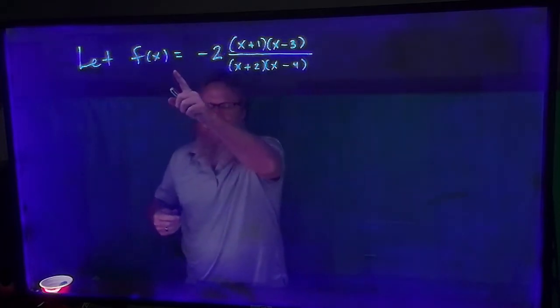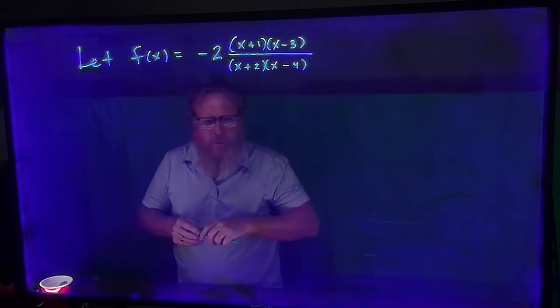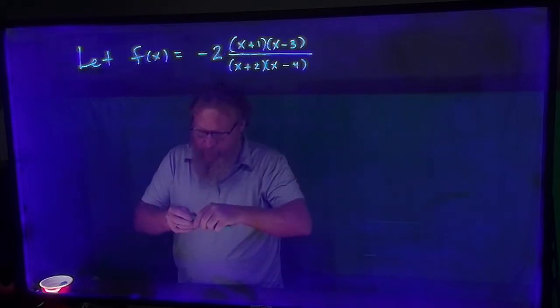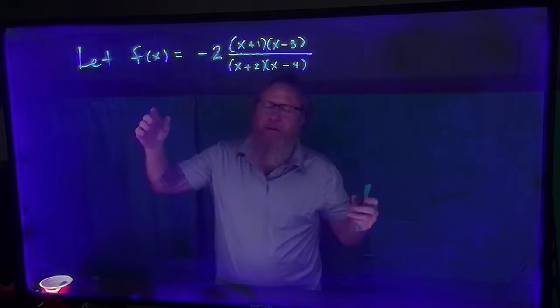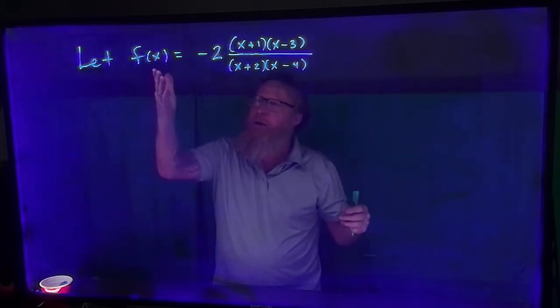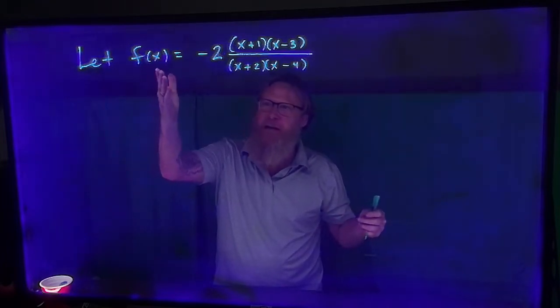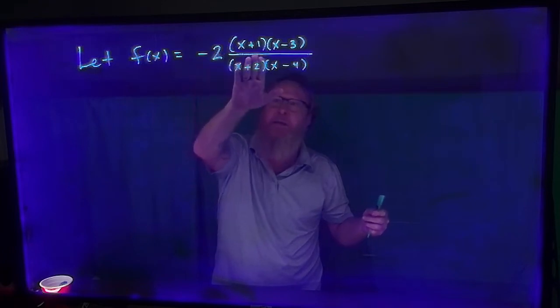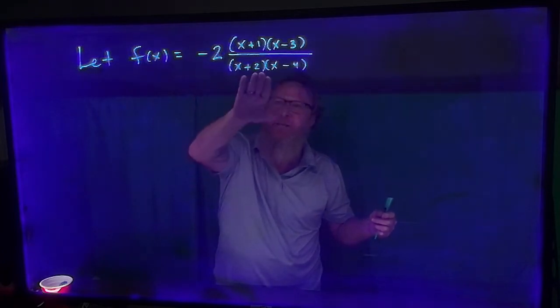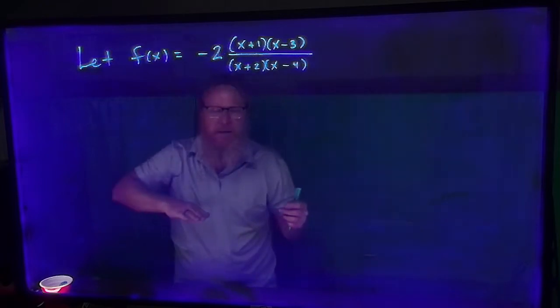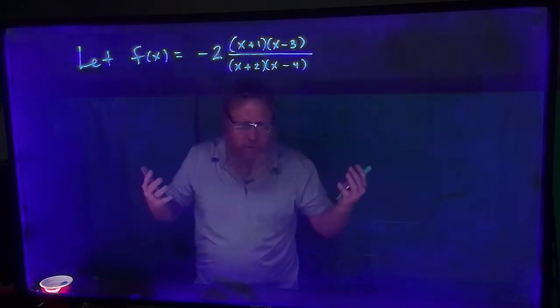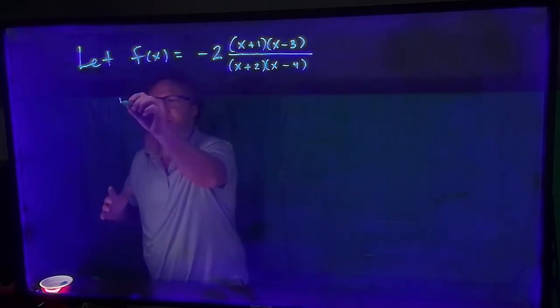So we've been talking about rational functions for the last week, and I thought I would use this Learning Glass software and hardware to show you how to graph the function f of x equals -2 times the quantity x plus 1, x minus 3 over x plus 2, x minus 4. We've already gone over all the details. Let me just summarize all the details.